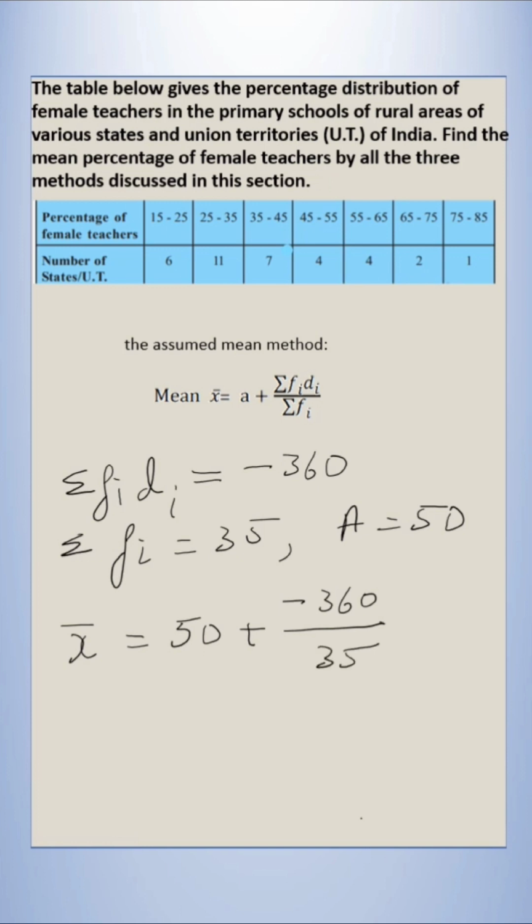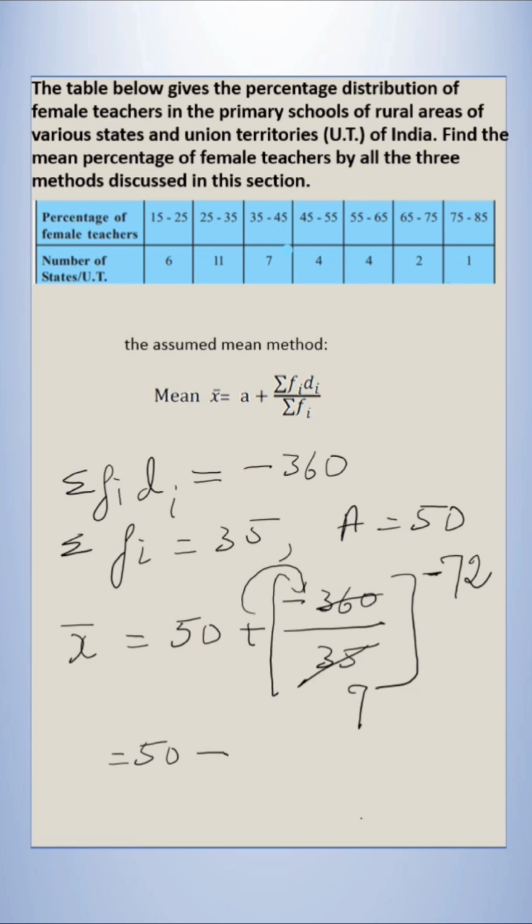Here observe that we can simplify this. 5 sevens are 35. 5 twos are 10. So this is equal to 50 plus, now put minus, plus into minus is minus, 72 divided by 7.